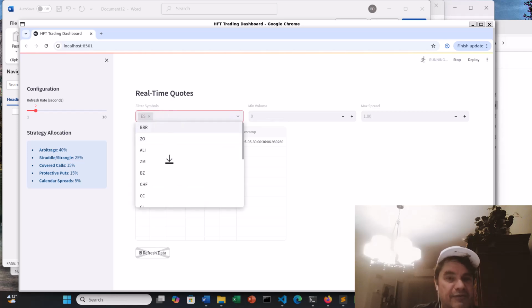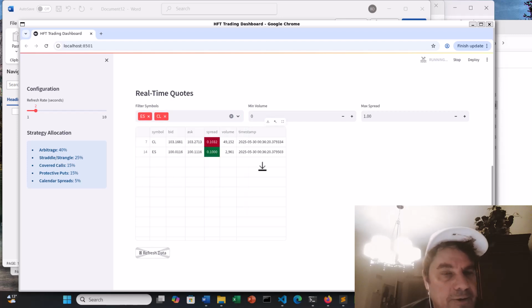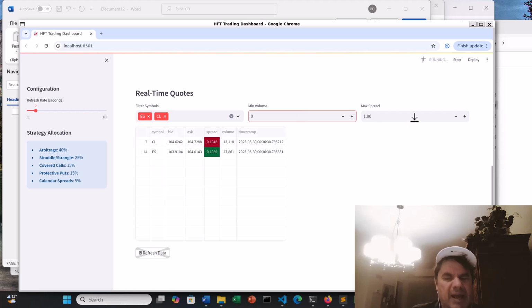Now, these are features that I have not asked for, but the AI, specifically Opus 4, is so advanced, it's giving me all this cool stuff. So I got my oil here. So there, I could watch oil spreads. I could put in minimum volume, maximum spread.